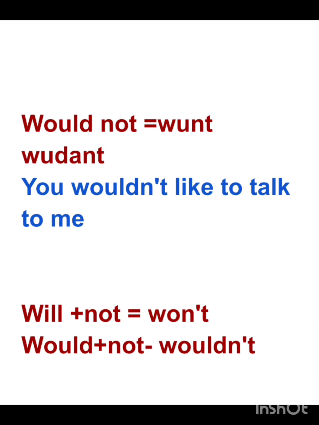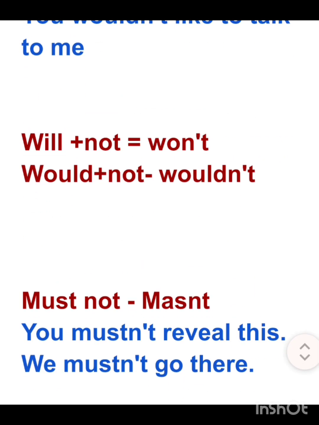Okay. Next one, would not as wouldn't. Also, you can pronounce it won't, but won't means will not, and wouldn't means would not. I speak wouldn't, and it makes the meaning more clear, I think. So you wouldn't like to talk to me. I wouldn't like to go with him. I wouldn't like to talk to him like this. Next one, will not.